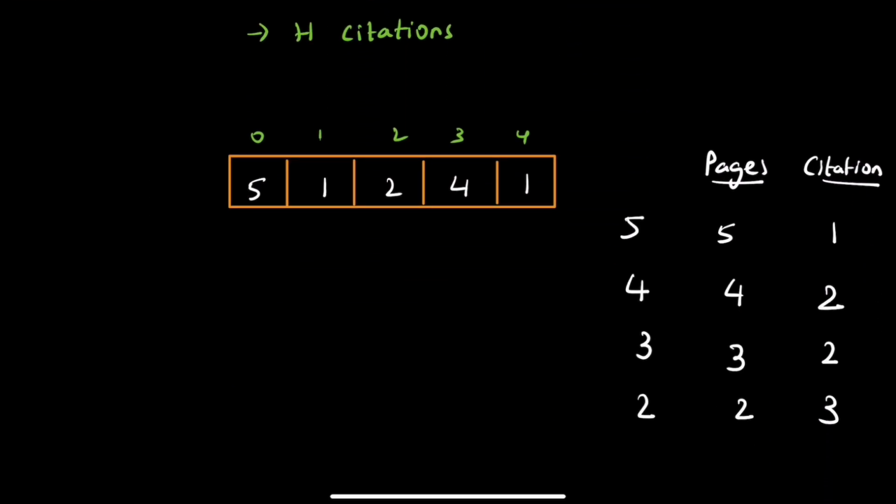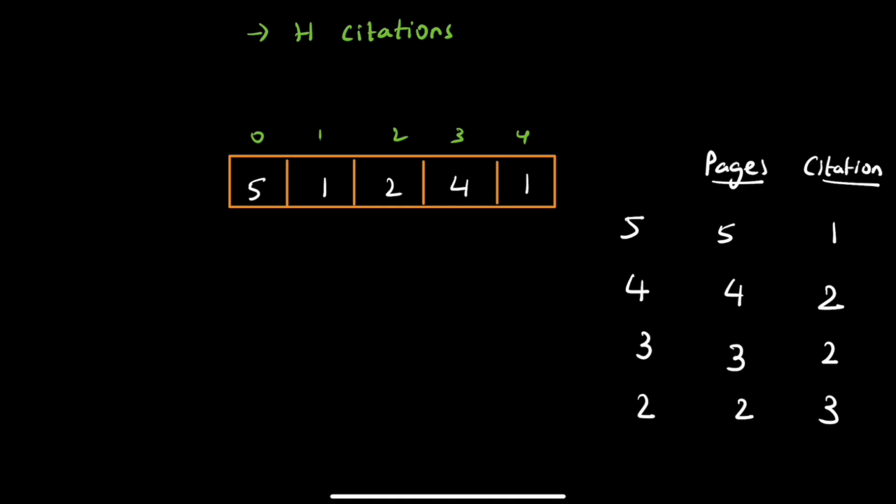Now let's take a quick recap of what we have done. We started with the maximum citation from the whole citations array, right? 5 was the maximum citation, and it has 5 pages, right? We found only one citation, which was not satisfying the condition. So we gradually decreased the value until we found an entry where both pages and citations were matching. That means both having at least H pages and H citations, then we consider that element as the largest H index, right? So the execution is simple.